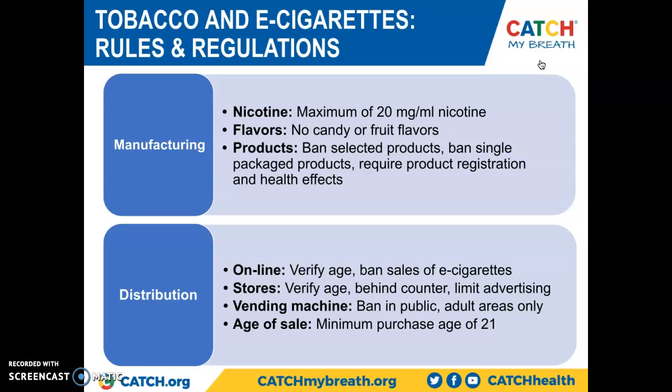There are different types of laws, rules, and regulations regarding tobacco and cigarettes that are typically adopted at the school, community, state, and or national levels. The laws, rules, and regulations can be broadly classified into 4 groups. One of them is manufacturing, limiting the amount of nicotine content, banning on all flavors and sales of selected products. Number 2, distribution. Examples include age verification for online purchase, carding at stores, ban of nicotine vending machines in public places, and an age restriction.